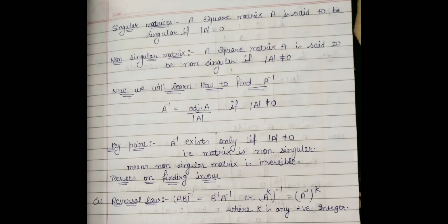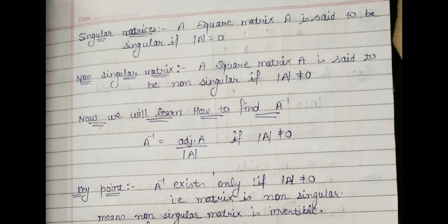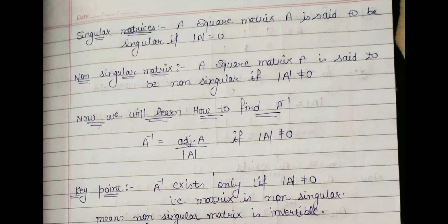Find out how to find the inverse of the matrix without using the column or row operations that we have learned so far. For this we have two types of matrices. First is a singular matrix and second is a non-singular matrix.